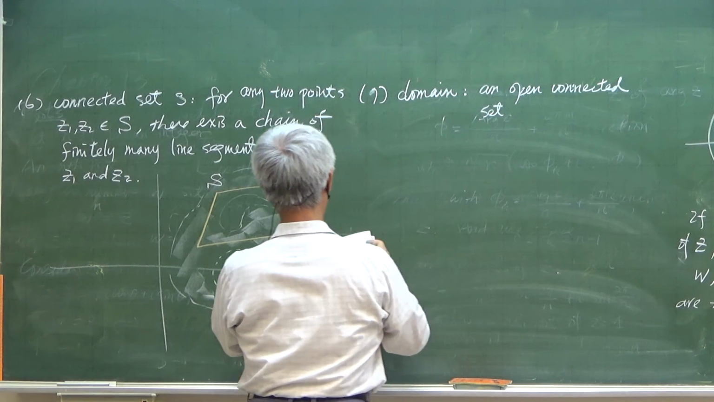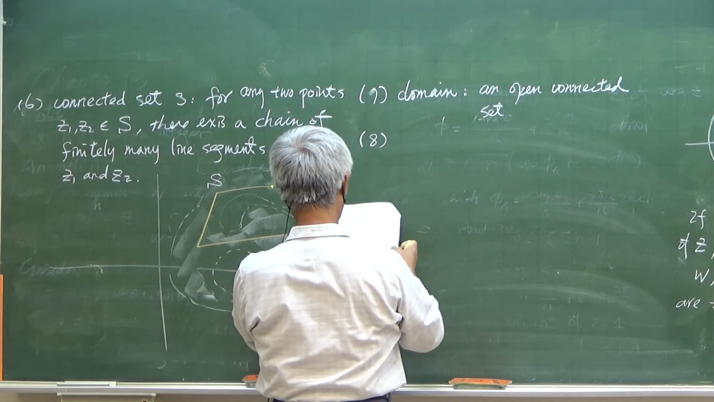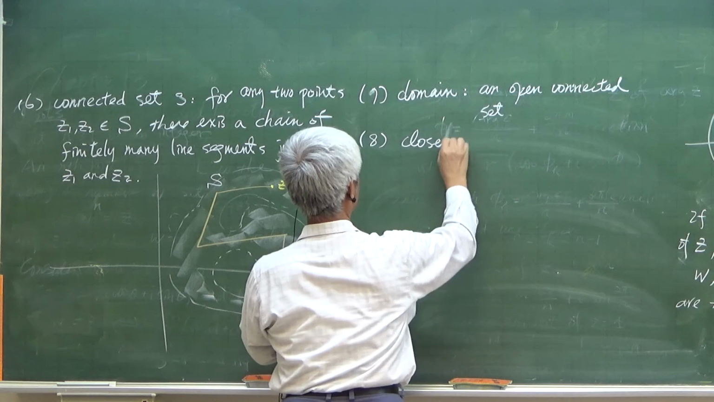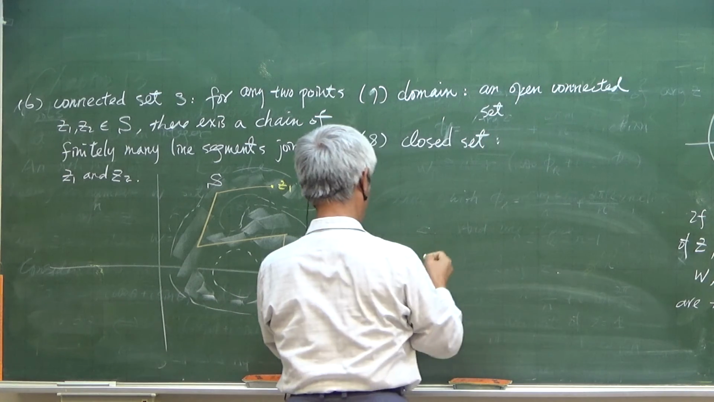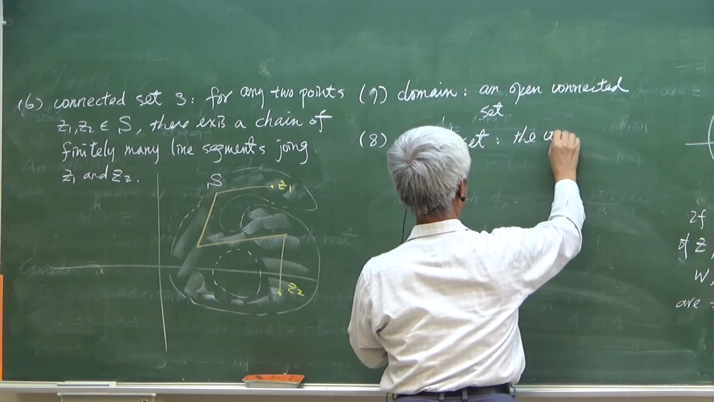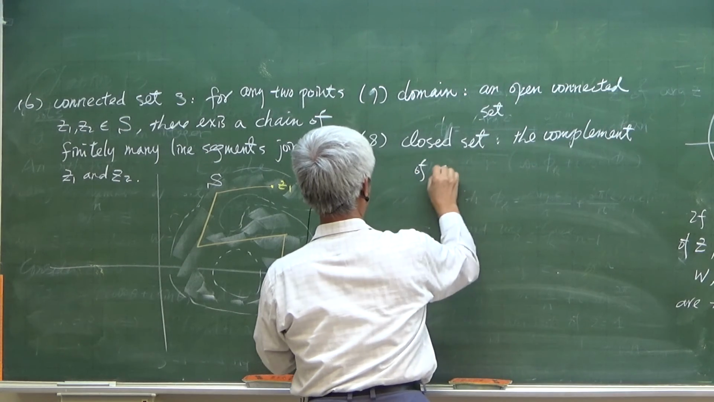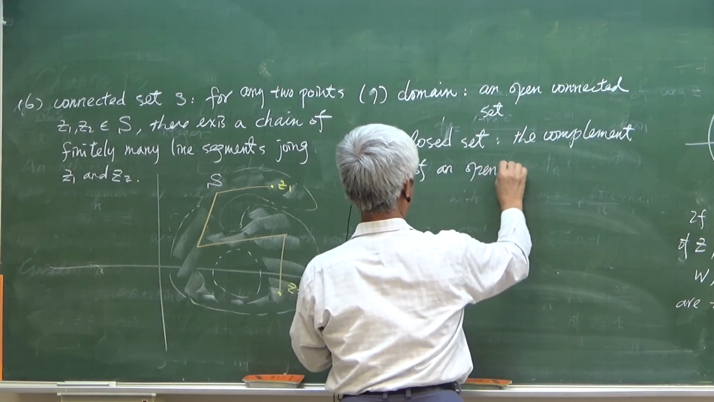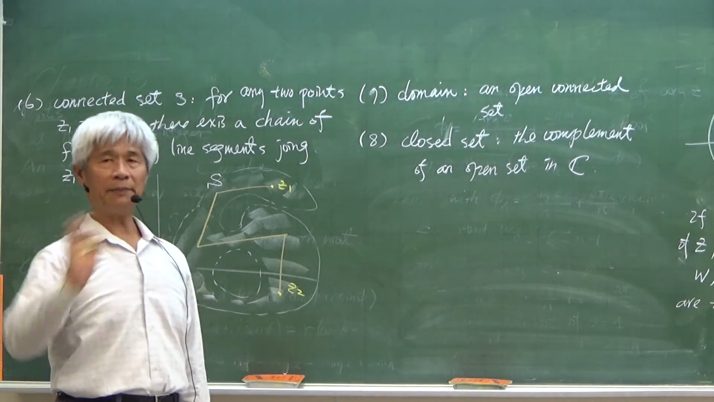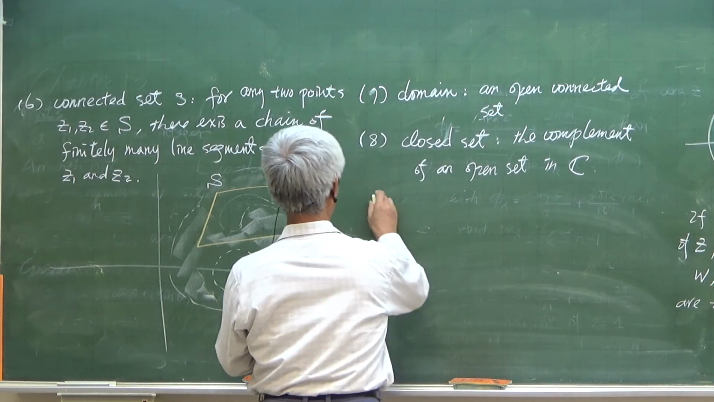What is a closed set? A closed set is the complement of an open set in C. So the complement of an open set is called a closed set.